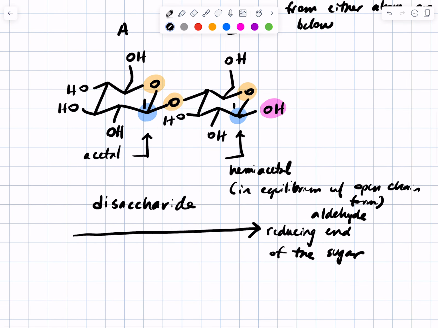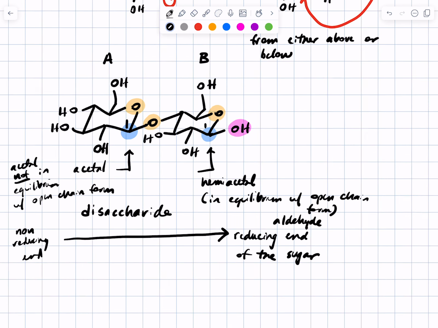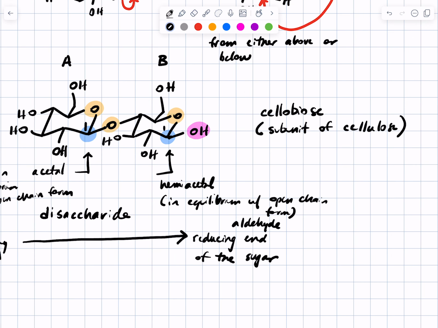We would call this end, the end that has just the acetal, the non-reducing end, because the acetal is not in equilibrium with an open chain form. Some of these disaccharides have non-systematic names. This is called cellobiose. It's a subunit of cellulose, which is a component of plant cell walls, or in other words, dietary fiber.